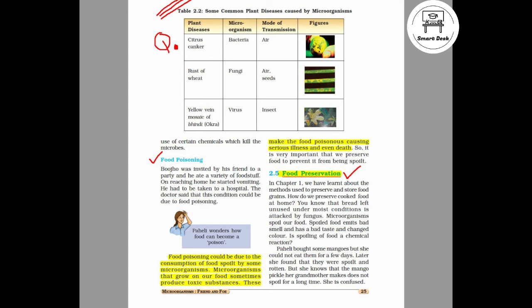Now another thing, a bad thing that microorganisms do, is food poisoning. They spoil the foods. Food poisoning could be due to the consumption of food on which some microorganisms grow on the surface and produce toxic substances that are harmful for our body. They cause serious illness and maybe even death. So please be very careful.